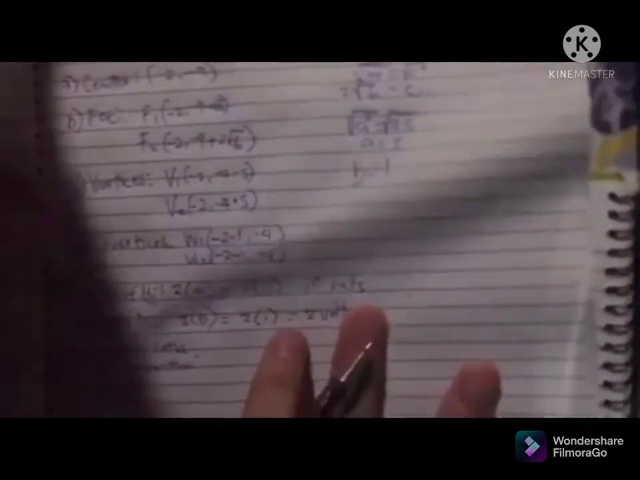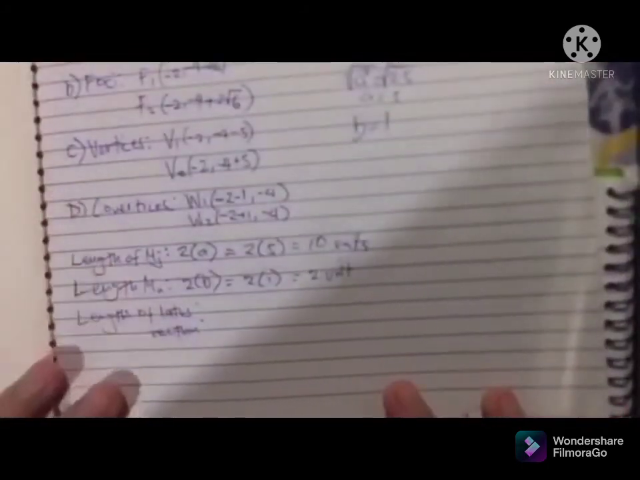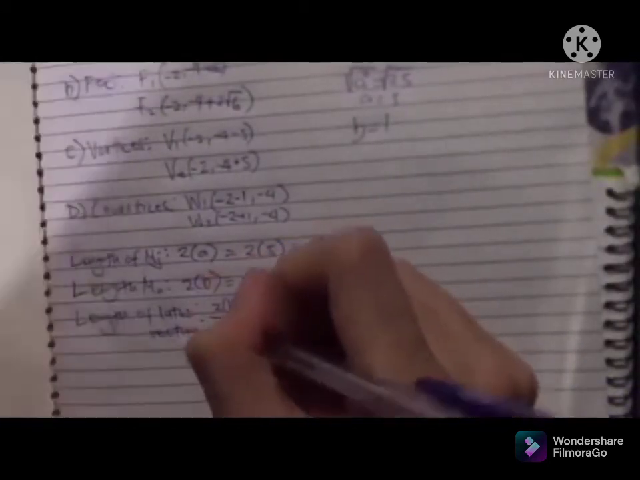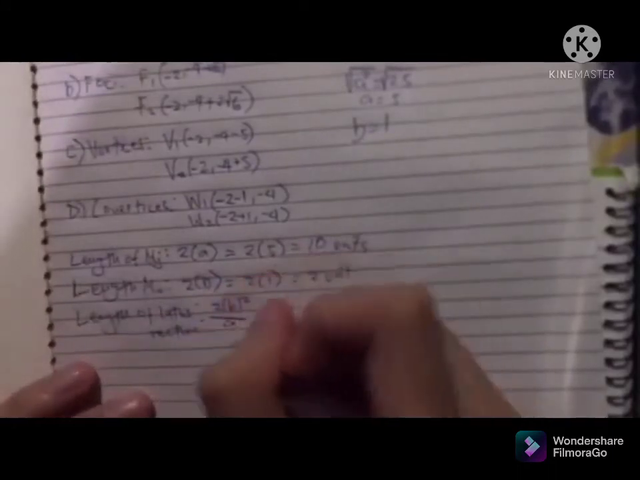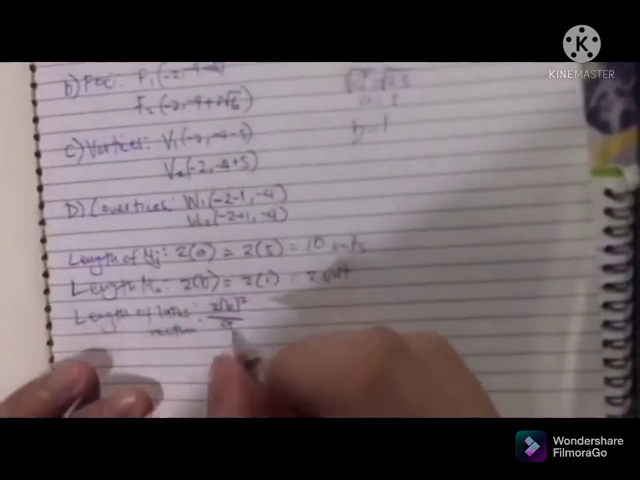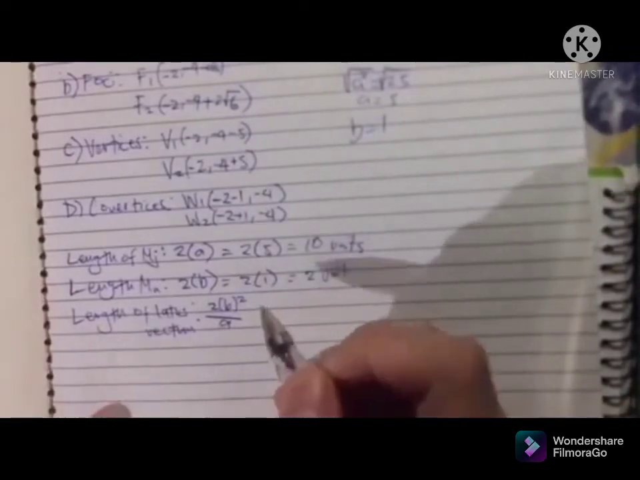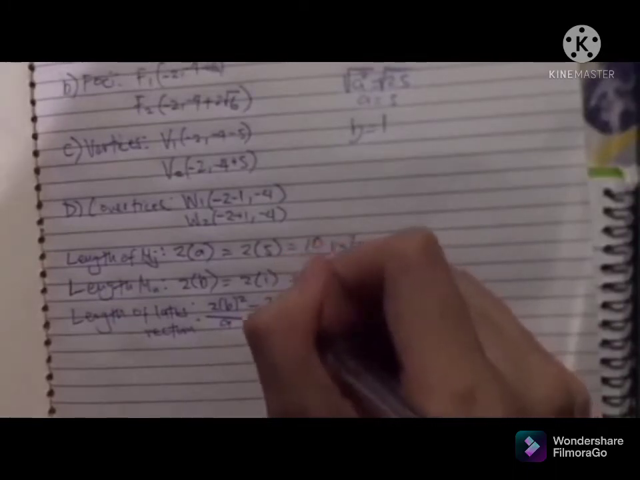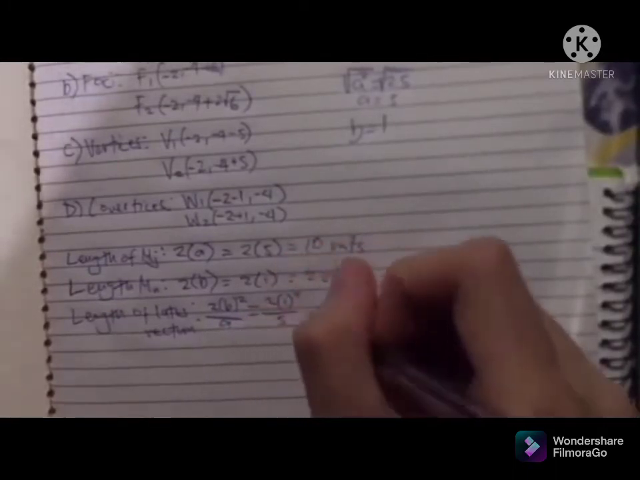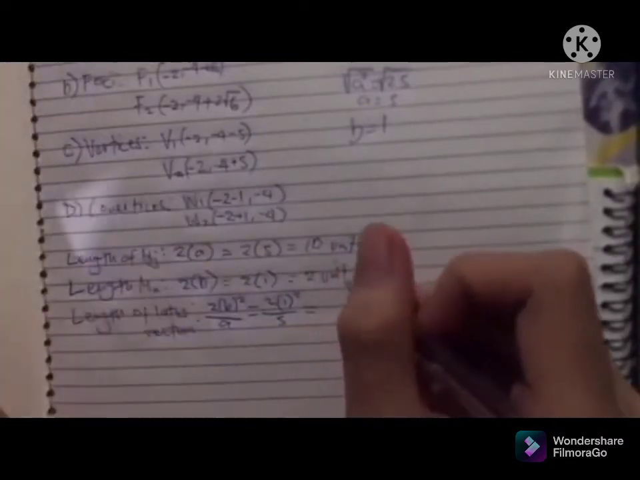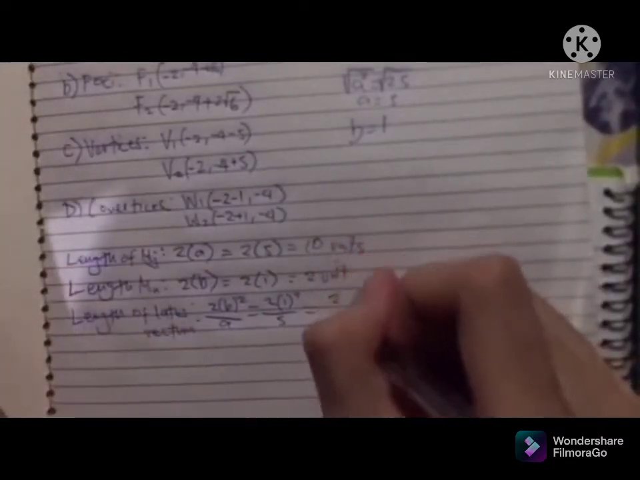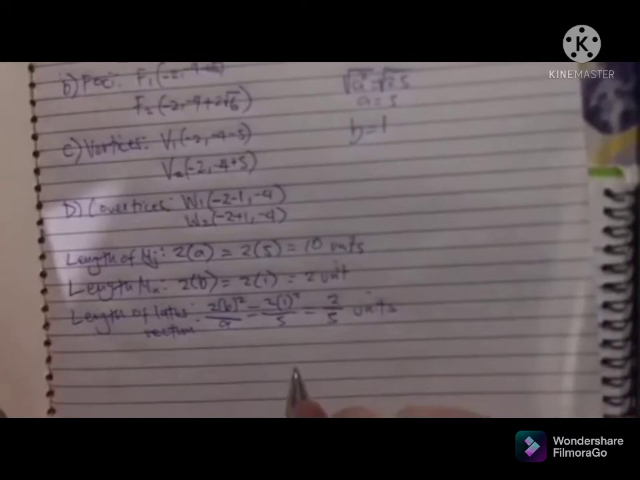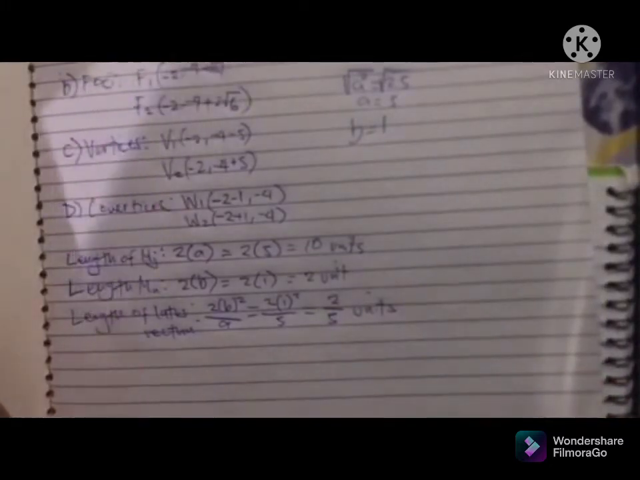Now our formula is 2b squared over a. Now let's substitute again. 2 multiplied by 1 squared, over 5. So our latus rectum is 2 times 1 squared, and for the denominator we have 5, so the latus rectum is 2/5 units.